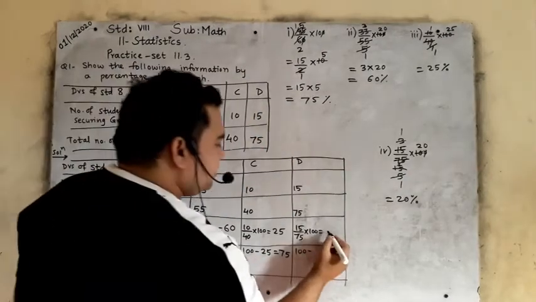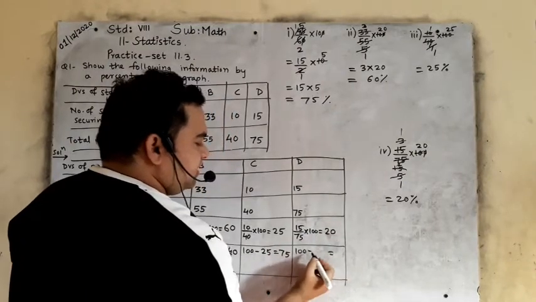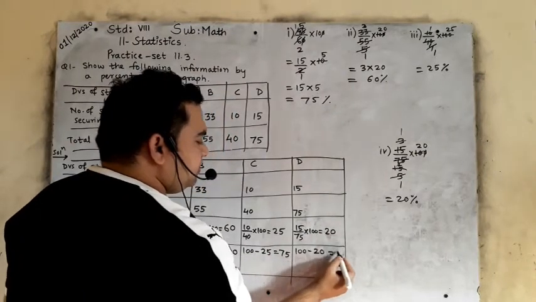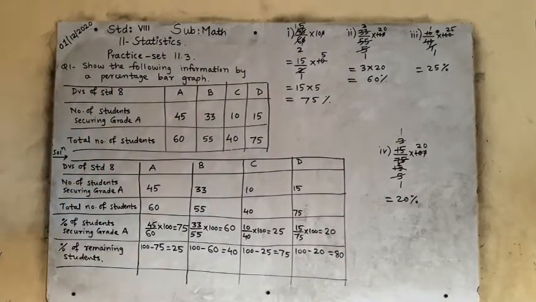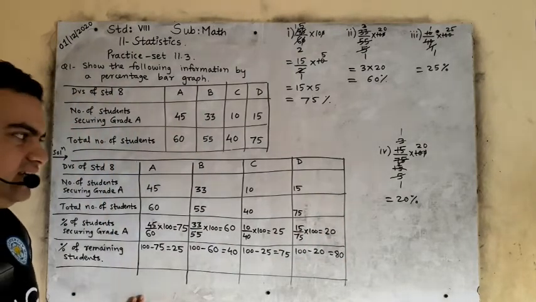So I got 20%. It means 100 minus 20, the remaining 80% of students did not secure an A grade. I hope you understood how to solve the percentage.